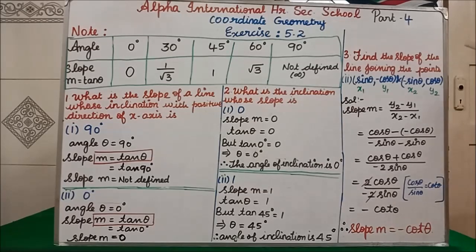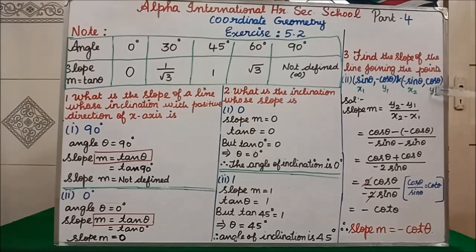Here in the third question, I am doing the second subdivision. The first subdivision you are going to do as homework. Clear? Now, the first point before the comma is x1, after the comma is y1; then x2 and y2. According to x1, y1, x2, y2 you have to take the values. Now this is our formula: slope m equals y2 minus y1 divided by x2 minus x1.